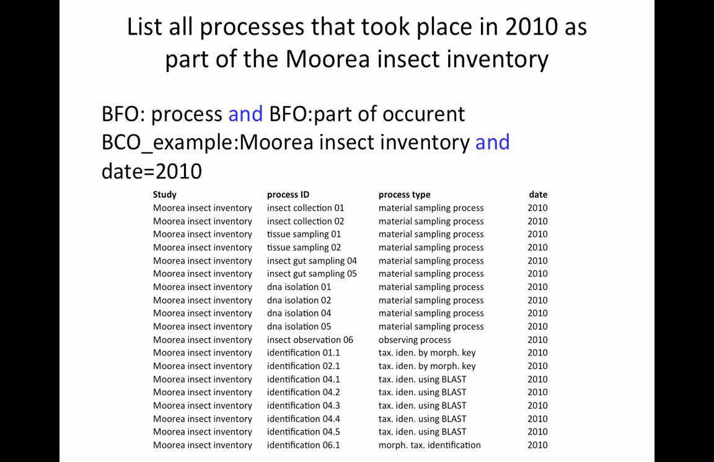For example, we can say, list all the processes that took place in 2010 as part of the Morea insect inventory. This would, of course, need to be done using SPARQL or something similar, but since I'm not a SPARQL expert, I just wrote it as simple text using abbreviations for the ontology terms, not their actual URIs, which you would have to use. And so in this case, we get all these examples. These are all the different processes. All of these process types are subclasses of process, so the reasoner knows to return them, and it knew that the date was 2010.